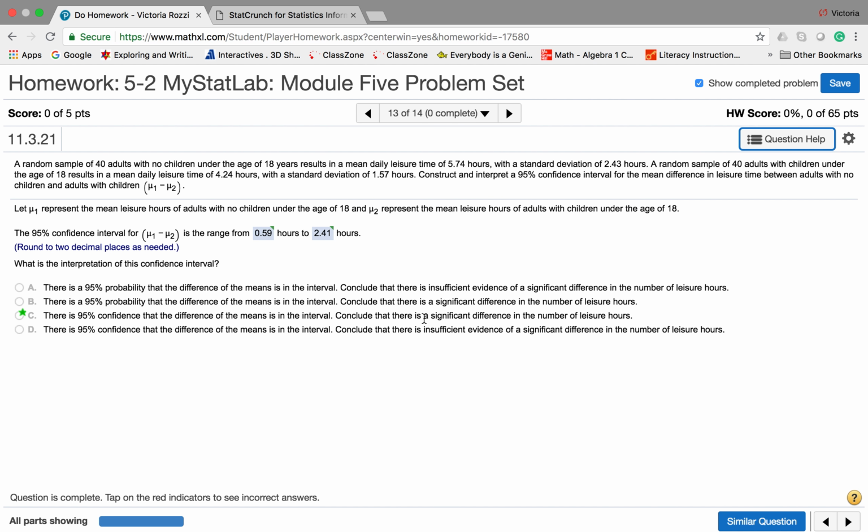So they're concluding that there is a significant difference in the number of leisure hours. And if you have any more questions on this problem, just let me know, but it's made so much easier if you do use StatCrunch.